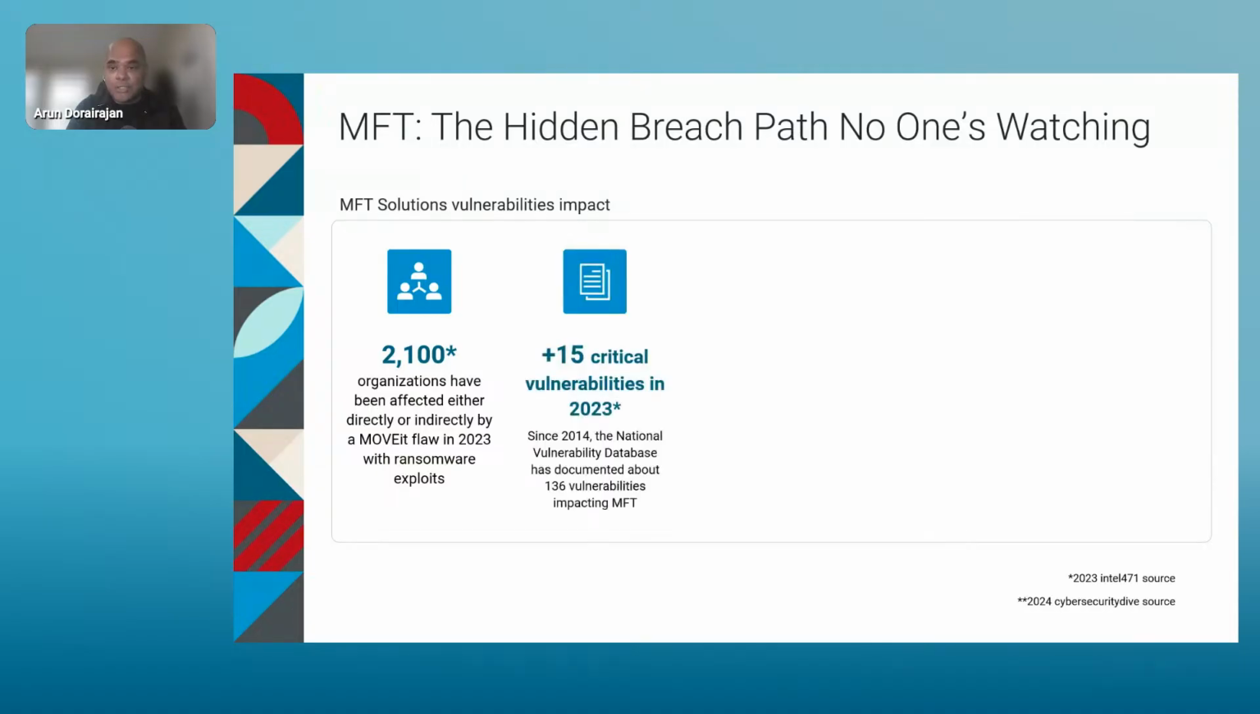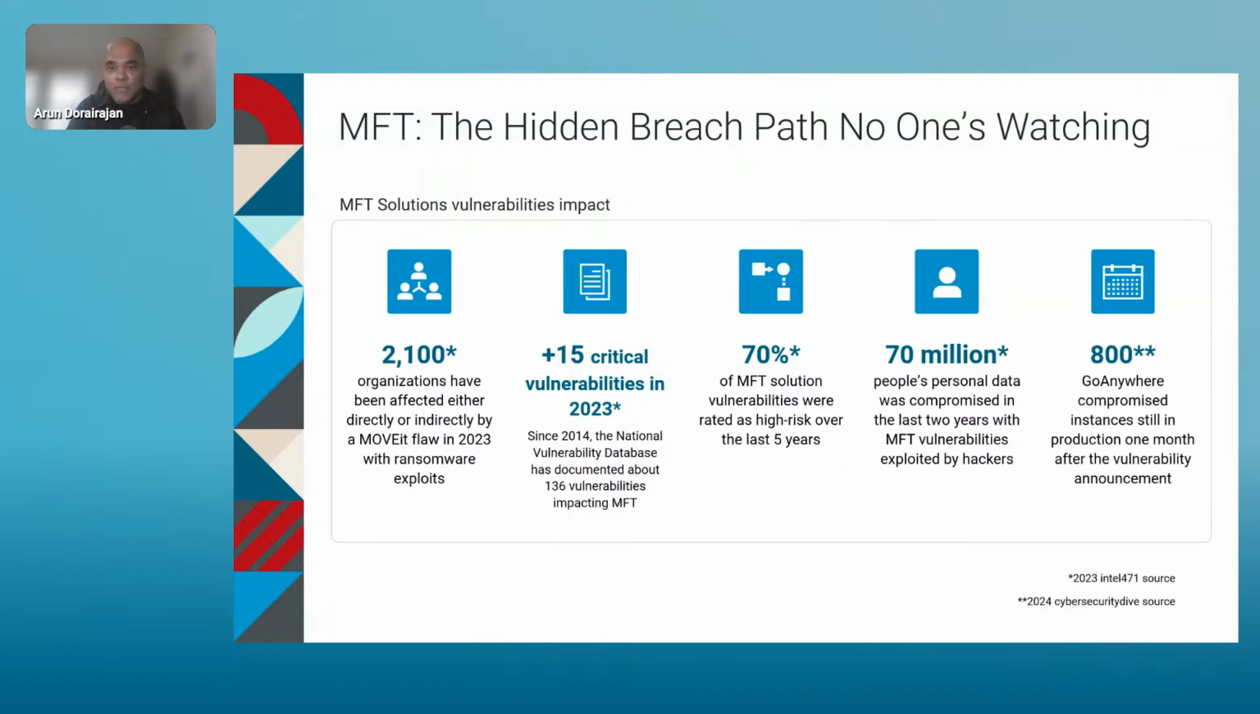And it's not just one-off exploits. 70% of vulnerabilities in the last 5 years were labeled high risk, and over 5 million records were exposed through them. Even worse, you got GoAnywhere instances that were still running vulnerable versions a month after public disclosure. So this isn't just a technology gap, it's a visibility and control gap. And that is why we are focusing on these 2 pillars today, APIs and file movement. And that's where sensitive data flows. And when they are mishandled, they are also where breaches begin.